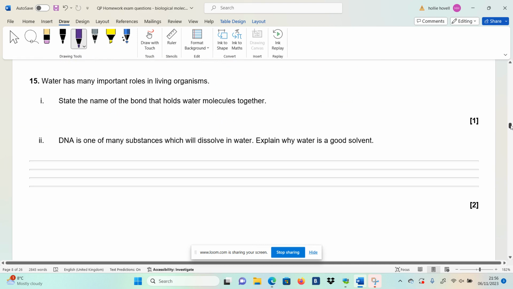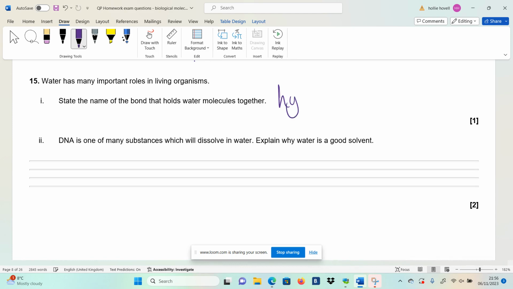Question number 15 is about the properties of water in living organisms. So, water has many important roles in living organisms. State the name of the bond that holds water molecules together. Nice and easy, hydrogen bonds. That's what we've talked about in the previous question. DNA is one of many substances that will dissolve in water. Explain why water is a good solvent.